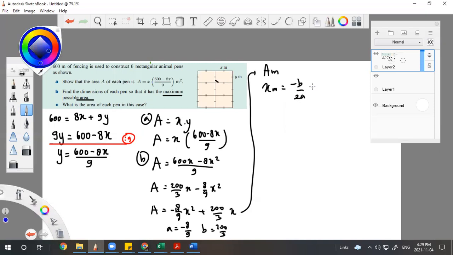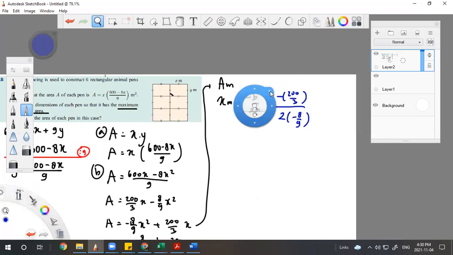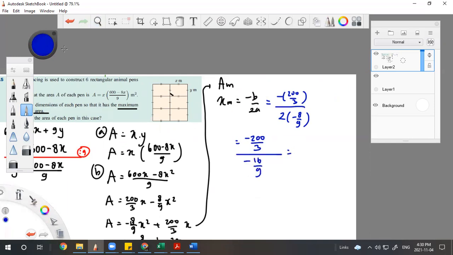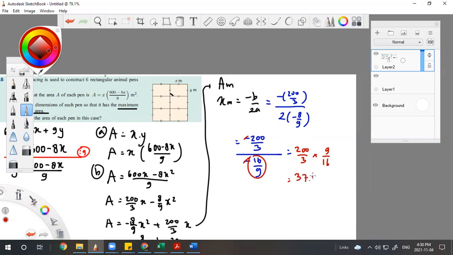Watch the video. So negative b, negative of 200 over 3 over 2a. Fractions over fractions, that's what I hate the most. But we still have to do this. Negative 200 over 3 over negative 16 over 9. So we can cancel the negatives. 200 over 3 times 9 over 16, right? We just flip this. Yeah, the answer is quite good, guys. 37 over 5.5. So the x is 37.5.